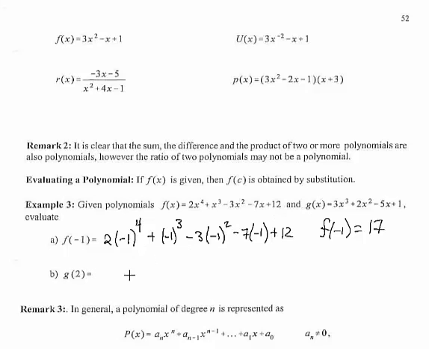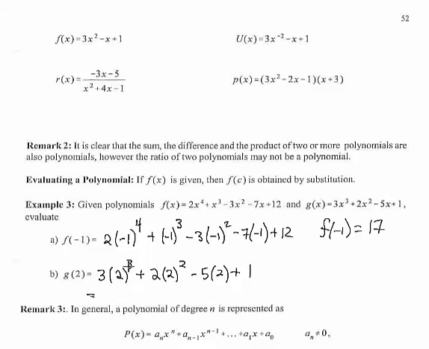G is a different polynomial. G is 3x to the 3rd. Replace the x with 2. Raise the 2 to the 3rd power. Then the second term is 2x squared. So I write 2 times 2 squared. Minus 5 times 2 plus 1.